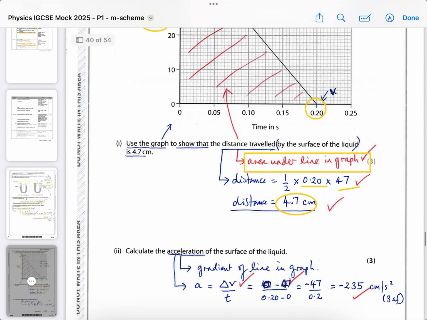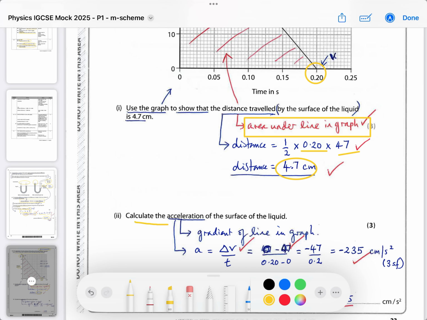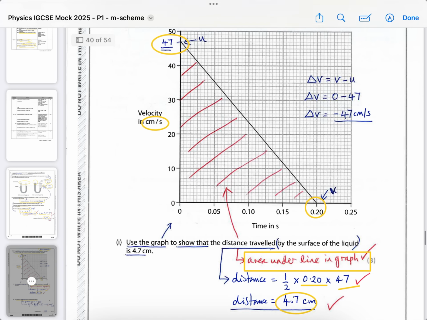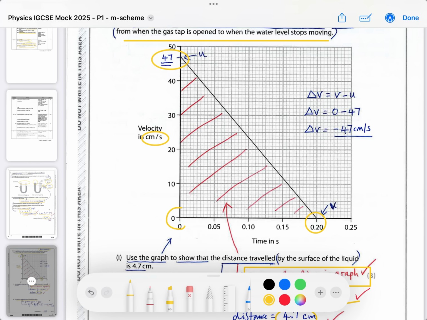So the next bit, it wants you to again use the velocity time graph, this time to calculate the acceleration of the liquid as it slows down. Well, it's actually a deceleration, as it slows down from 47 centimeters per second, the starting point of the graph, to 0, the finishing point of the graph. So it goes down from 47 to 0, and I've done it here.